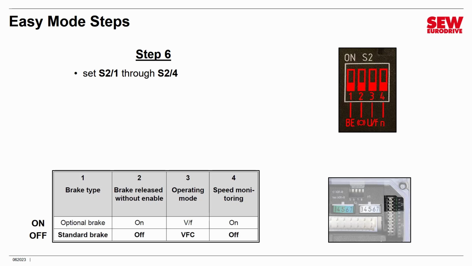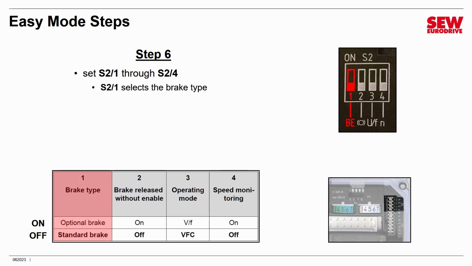Switch bank number 2 has 4 switches that control additional features. We'll cover these individually here. The first switch selects the brake type. When it is switched off, which is the default position, the MOVIMOT will expect a standard brake that is properly sized to the motor. On the other hand, if you turn it on, you can use different alternative brake sizes. You may have to do this in a specialized situation.